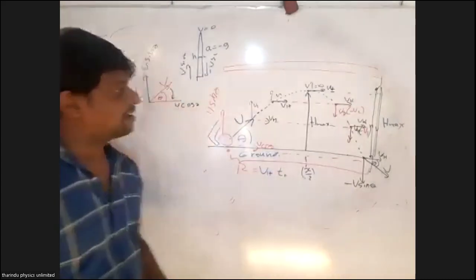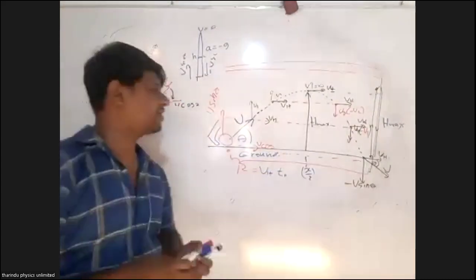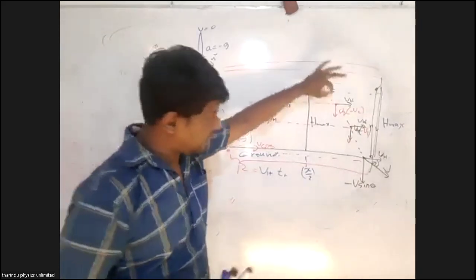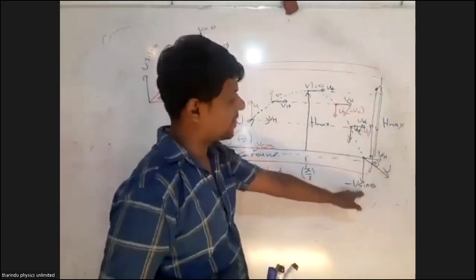Very simple. The velocity decreases, finally reaches 0, then again gains in the other direction, finally reaching minus V sin theta.